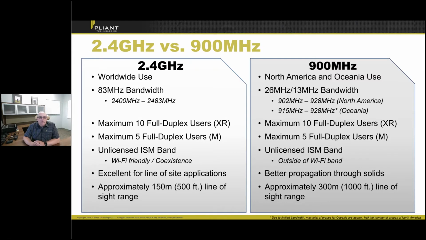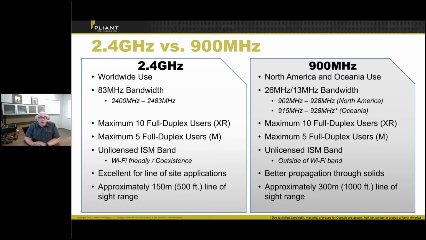To give you a comparison between 900 meg and 2.4, we do typically lead, at least in the US and North America, with 900 meg because of the propagation and the fact that there's hardly any sources in the 900 meg band. Just a quick comparison of the two. As you can see here, the band does not affect the number of users. So whether you're XR or M, this doesn't affect the number of full duplex users or listen onlys or whatever. That has nothing to do with it.